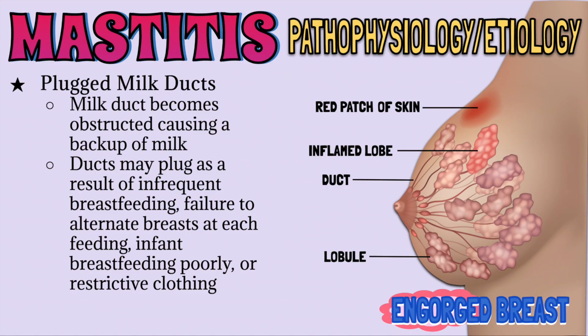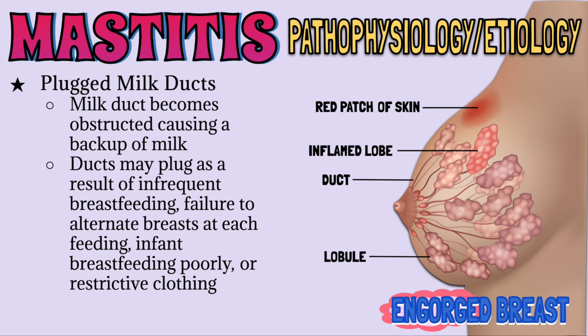Let's start by discussing the pathophysiology and etiologies of mastitis. Mastitis can be a result of plugged milk ducts, or it can be related to an infection. But we're going to start by talking about why milk ducts may become plugged. Milk ducts can become plugged for several reasons.